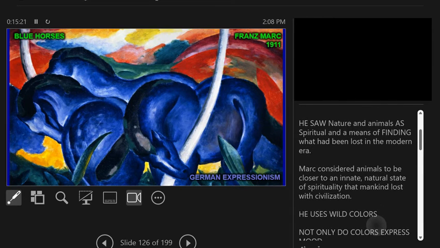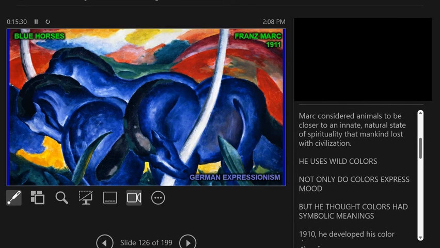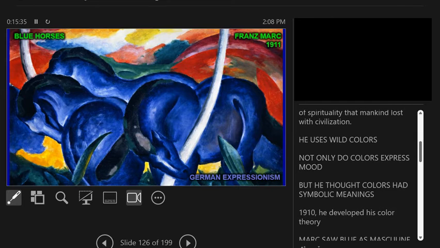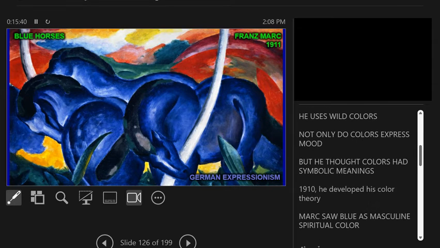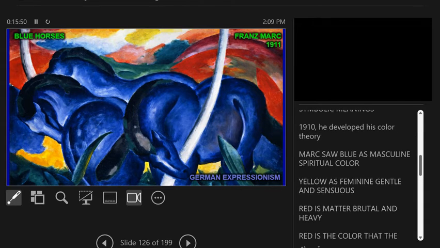He saw nature and animals as spiritual, and as a means of finding what had been lost in the modern era. And Marc considered animals to be closer to an innate natural state of spirituality that mankind had lost with civilization. He uses wild colors. Did you notice the wild colors? And not only do these colors express emotion or mood, but they have symbolic meanings.